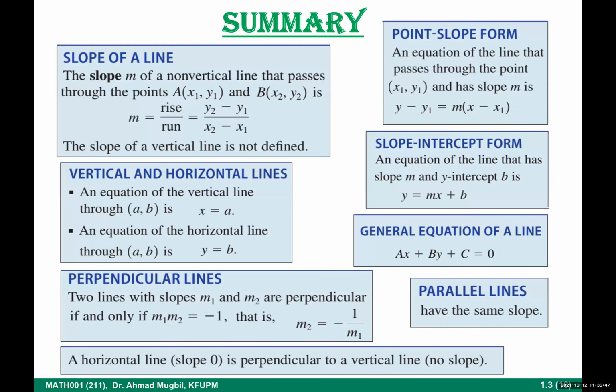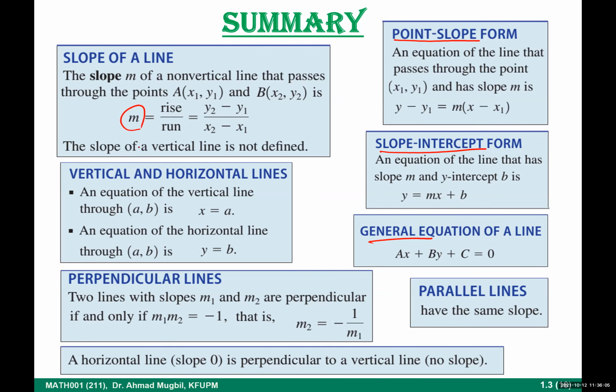Okay, we are done. This is 1.3. This is the summary of this section. The most important part that you need to remember here, the three forms. We have point slope, slope intercept, and general form. We have three forms for the equation. You can go from each one of them to the other one.